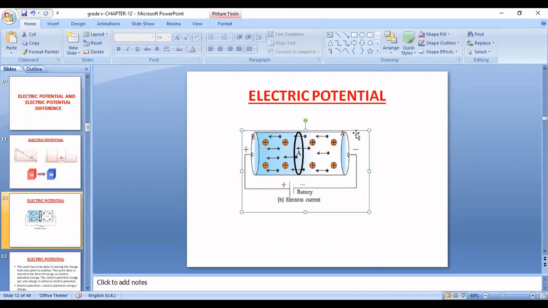Okay, so suppose at point A there are 5 electrons and at point B there are 3 electrons. So there is difference in the concentration of the charges. There is difference in the charge concentration, so the pressure of the electrons at point A is more and the pressure of electron, that is electric pressure, at point B is less, right?